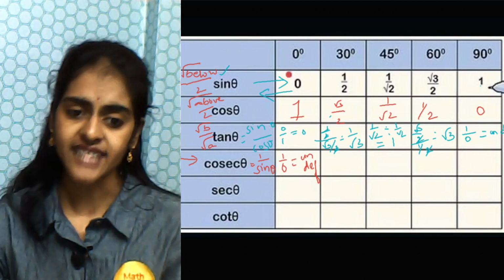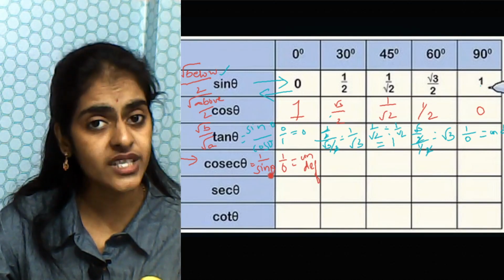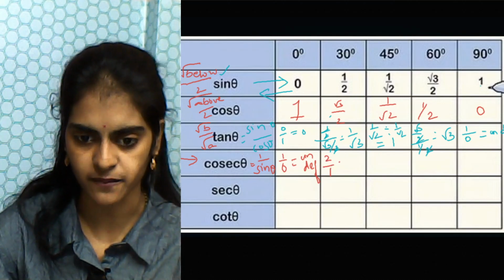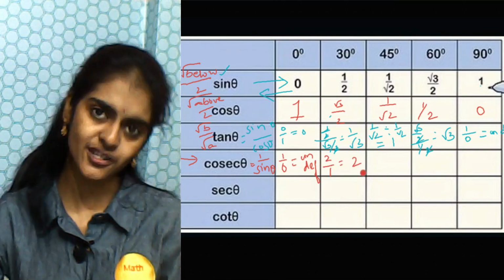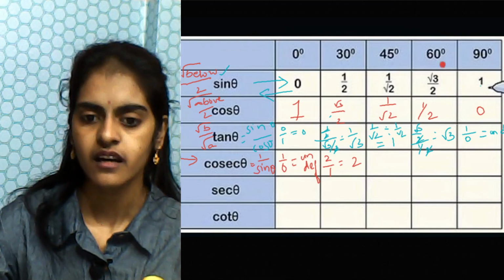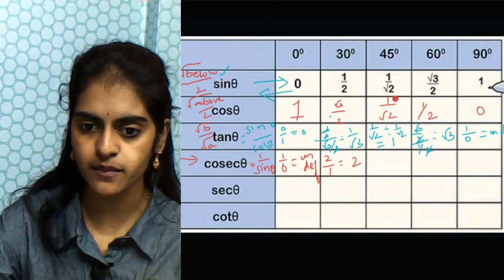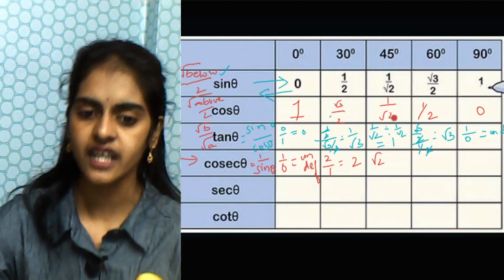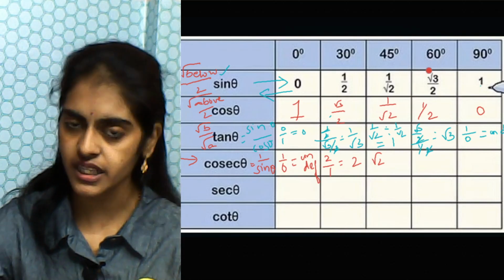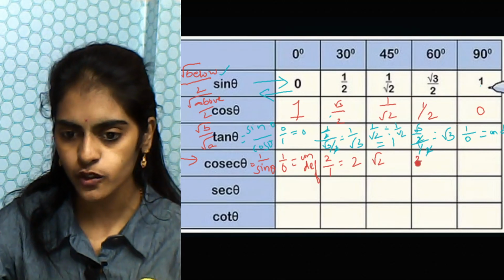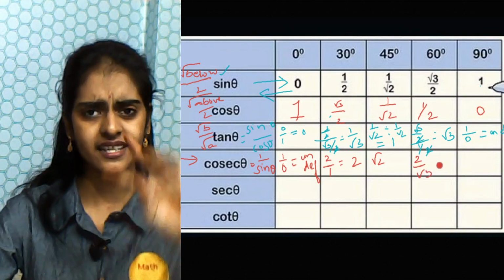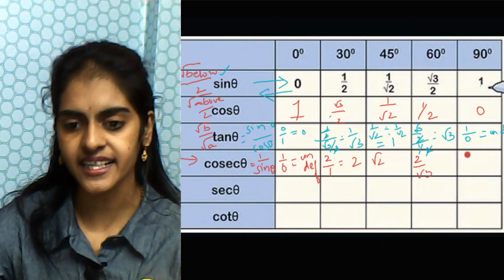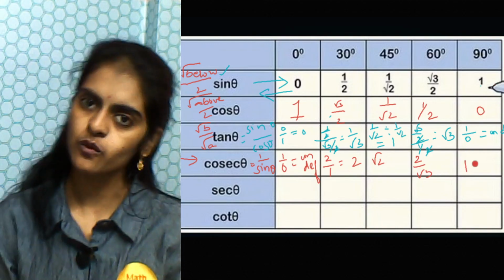Come on, next one. Sine 30 is 1 by 2. What about cosecant 30? It is a reciprocal. So 1 by 2 becomes 2 by 1. So cosecant 30 is 2. Clear? Now see, cosecant 45 is nothing but the reciprocal of this one, so it is root 2 divided by 1, which is root 2. Now sine 60 is root 3 by 2, so cosecant 60 will be 2 by root 3. Understood? Just the reciprocal of sine. Now sine 90 is 1. Cosecant 90 will be the reciprocal of 1, which is again 1.